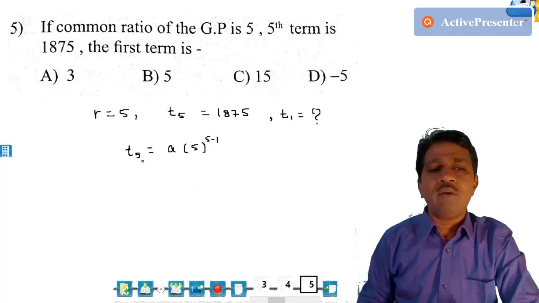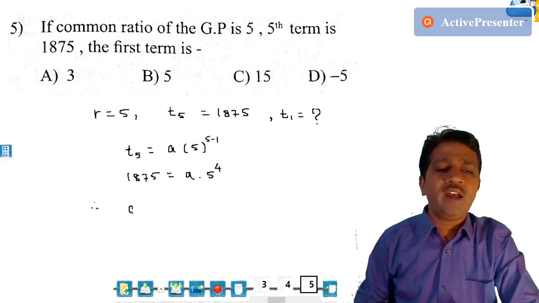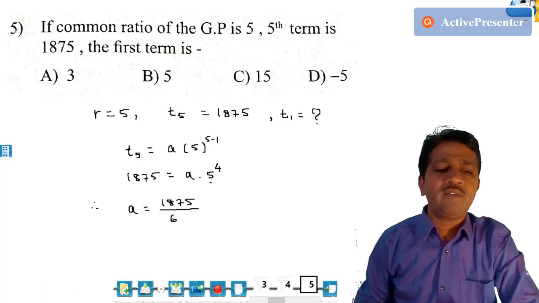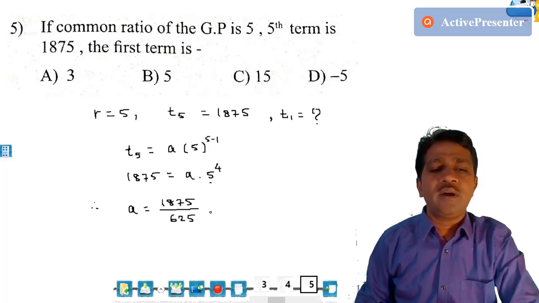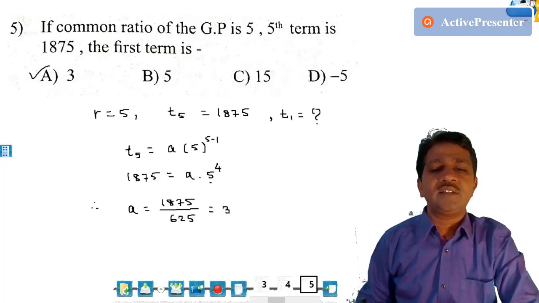So we have the value of T5 as 1875. It is equal to A into 5 raised to 4. So this 5 raised to 4 goes to the denominator on the left side, and we have A equal to 1875 divided by 5 raised to 4, which is 625, and clearly this divides the numerator, and we will get 3 as the correct answer. Okay, let us move further to the sixth example.